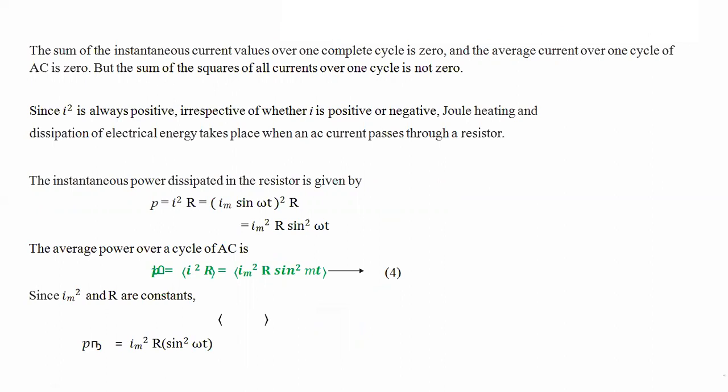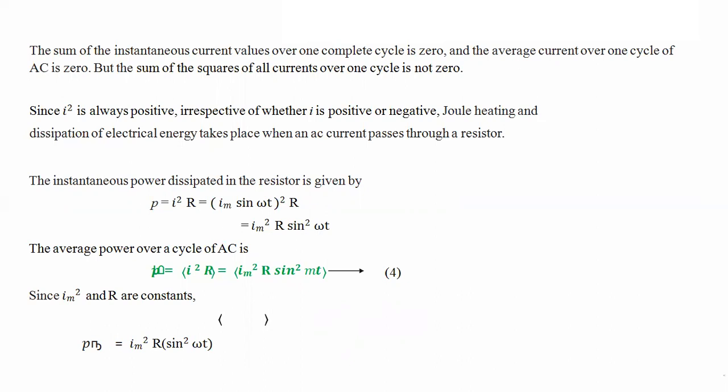In a pure resistive circuit where an AC voltage is applied, we know that the sum of the instantaneous current values over one complete cycle is zero. Its average value for a complete cycle is zero, which we have already defined. So the average value of current over one cycle of AC is zero, but we always find the average value for a half cycle.